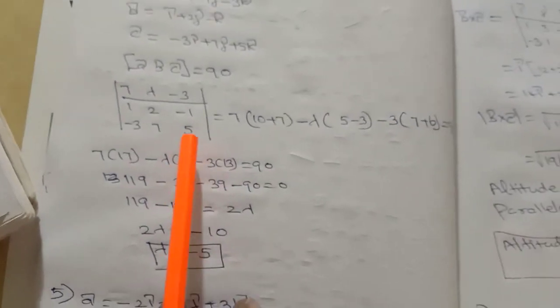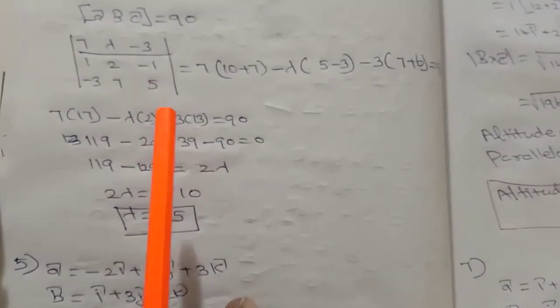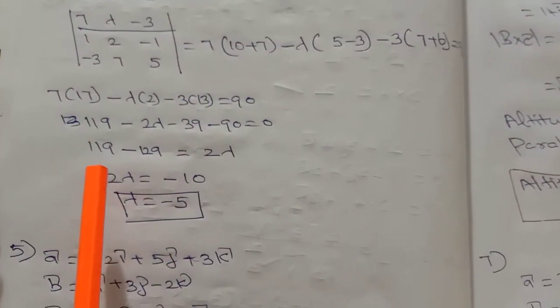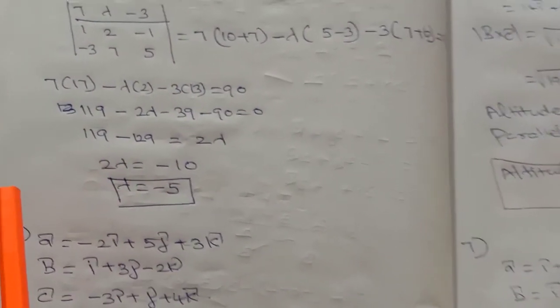This is nothing but finding the value of x. When the determinant value is given as 90, what is the value of lambda? There is an application of determinants here.